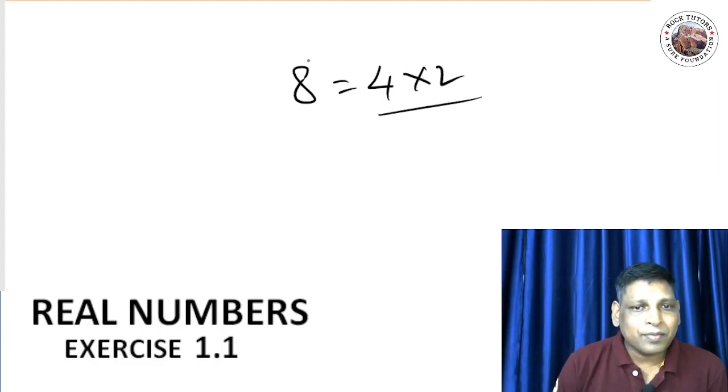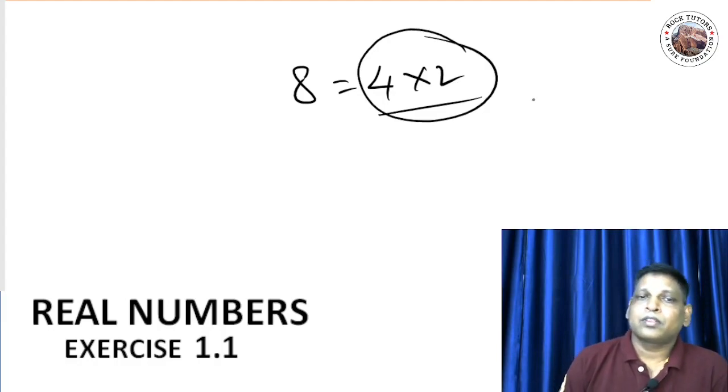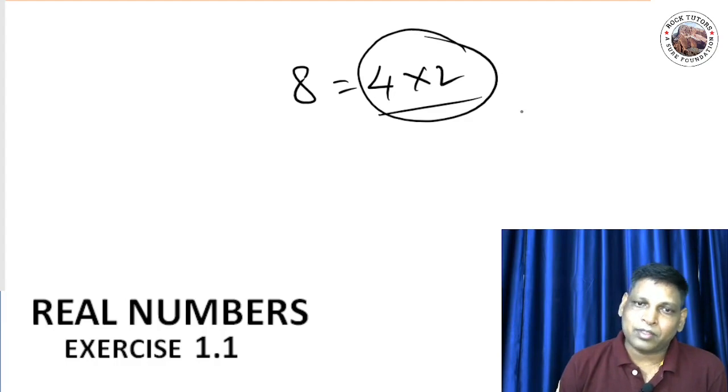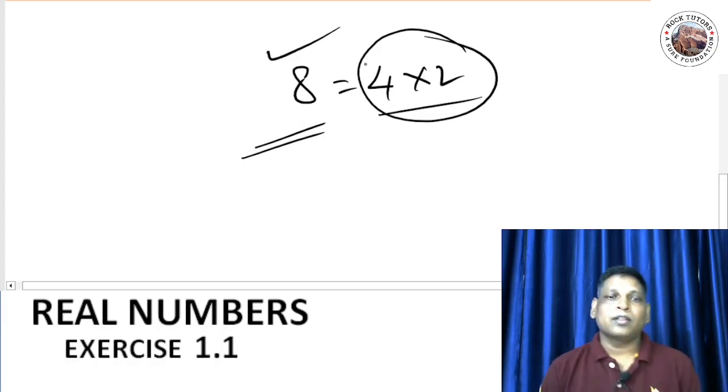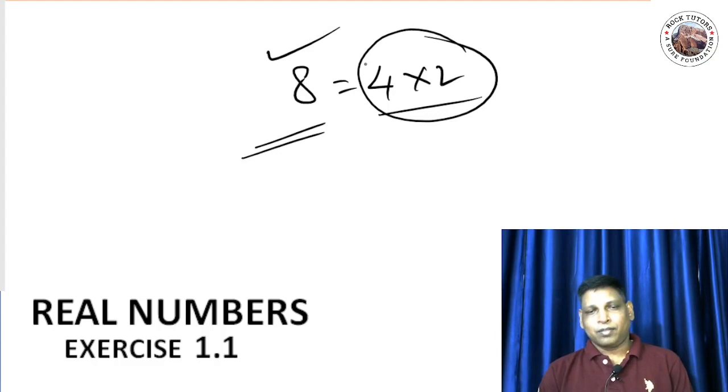So because 8 is a composite number, I can write it in the form of a product of two numbers, maybe primes or maybe not. Other than primes also you can write. So if I write any number in the form of a product of two numbers, that number is called a composite number.